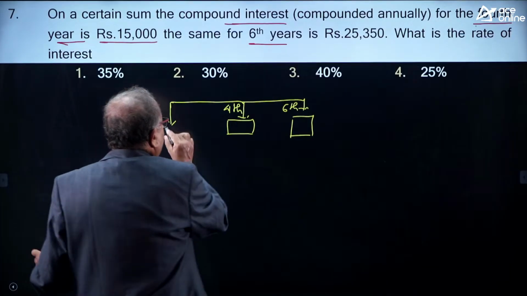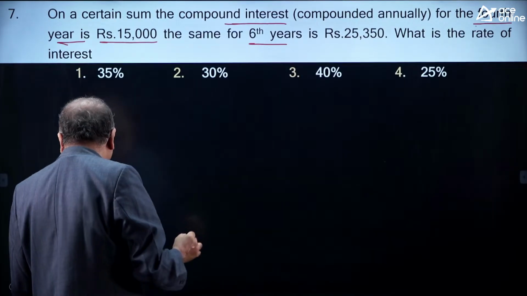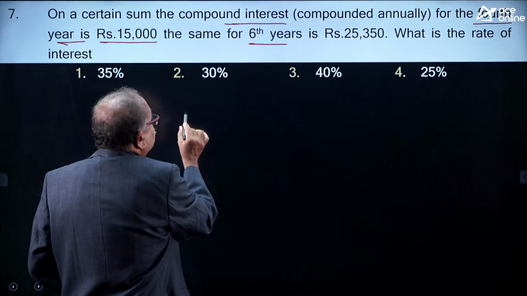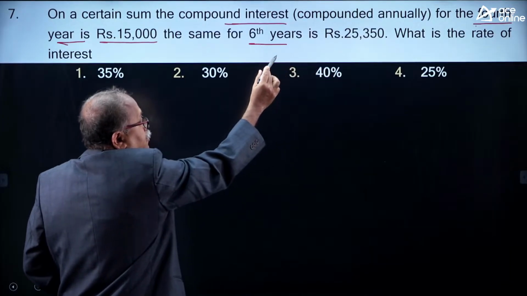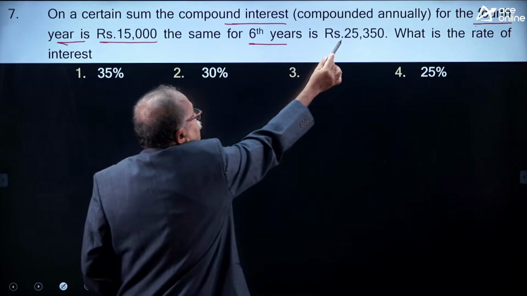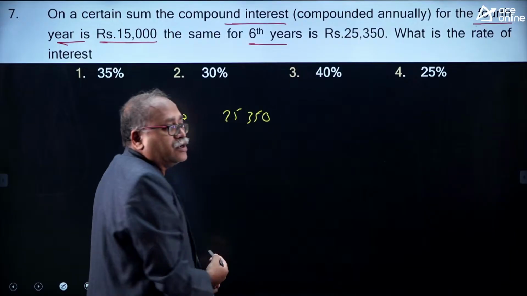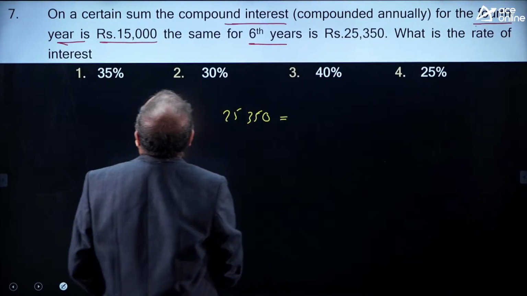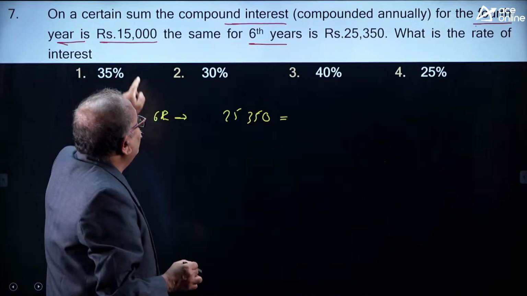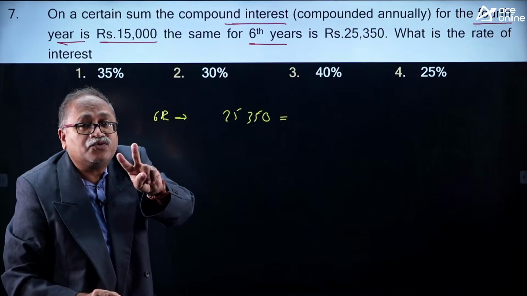So, let me write down something. This question's solution will be a little lengthy, and you know that there are questions which are a little bit lengthy. The interest is nothing but here it is for the 6th year. This is what the interest is, that is 25,350 is the interest, and the interest is equal to, here 15,000 I will consider this as principal, and the time from 4th year to 6th year is the 2 years interest.